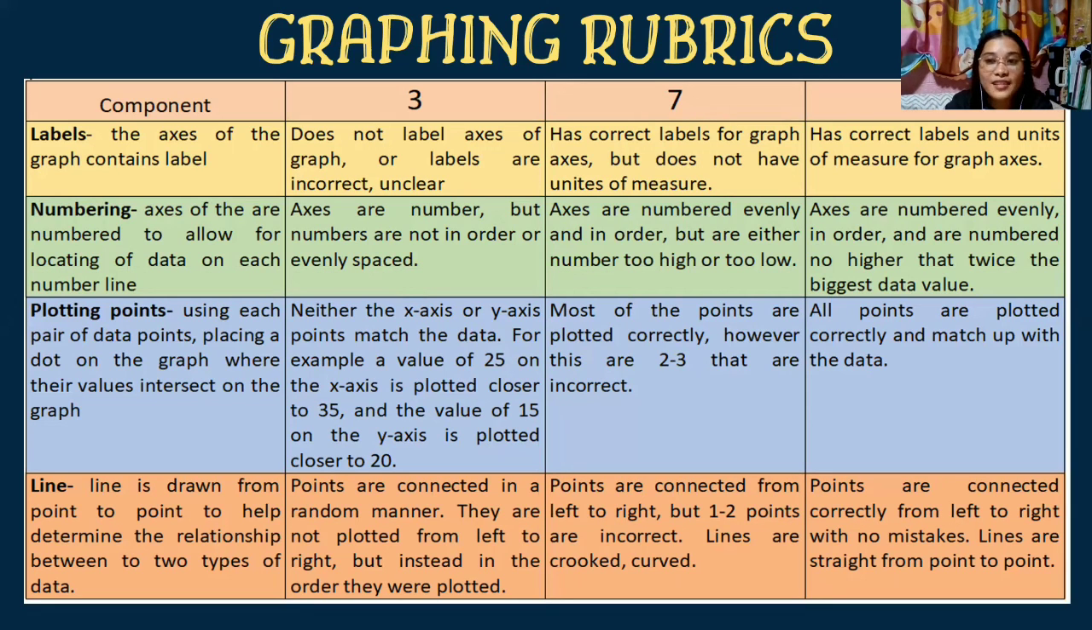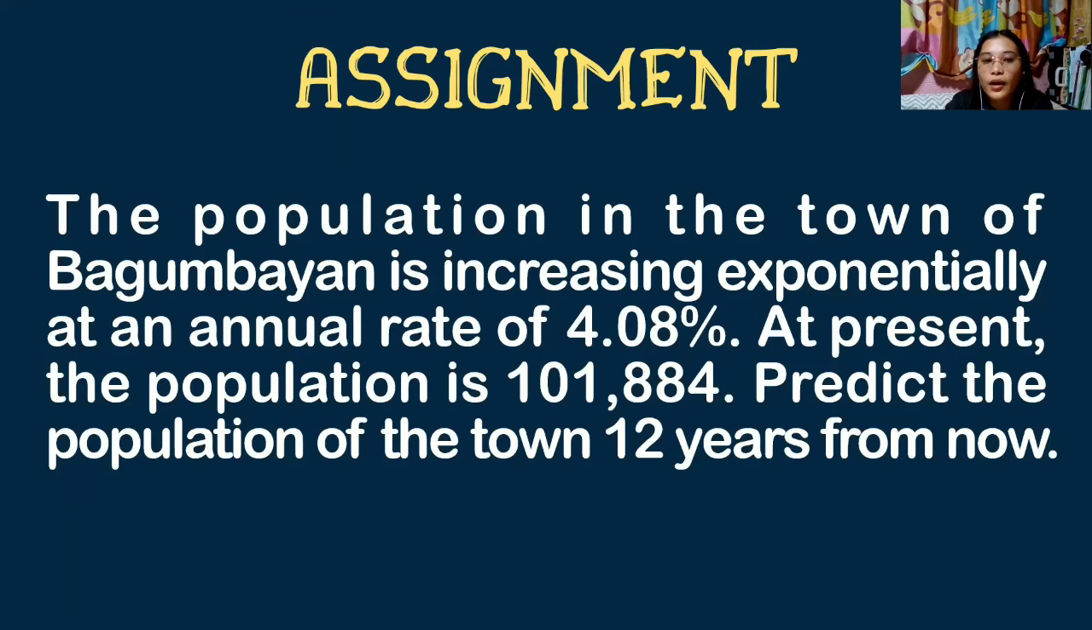And also for your assignment, in one half sheet of paper, solve the given problem. The population in the town of Bagong Bayan is increasing exponentially at an annual rate of 4.08%. At present, the population is 101,884. Predict the population of the town 12 years from now. So this is your assignment, and pass it tomorrow.